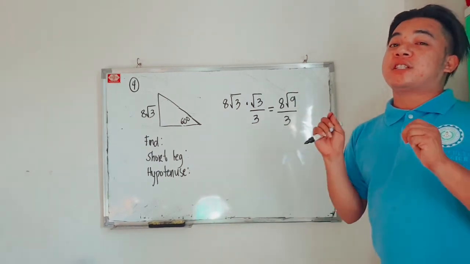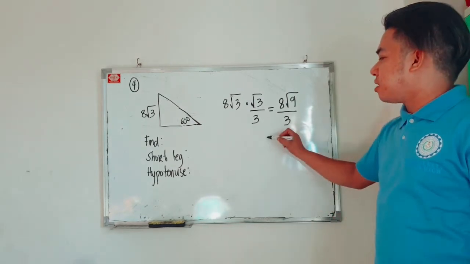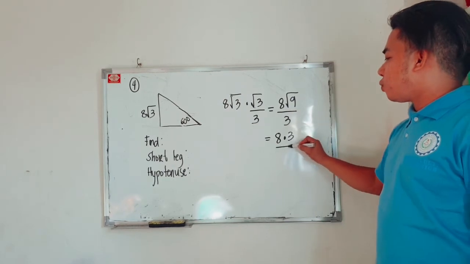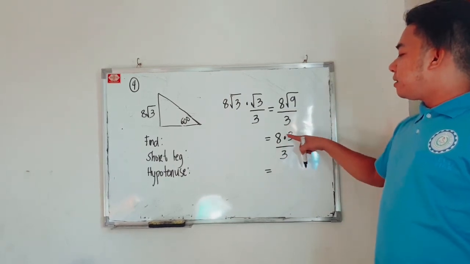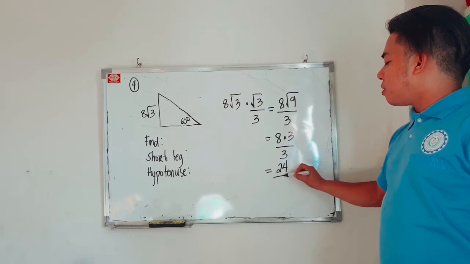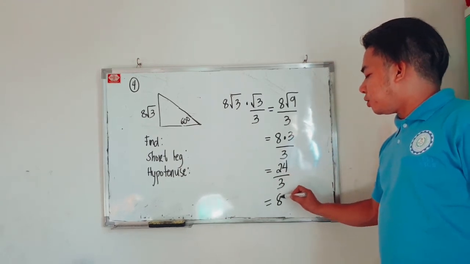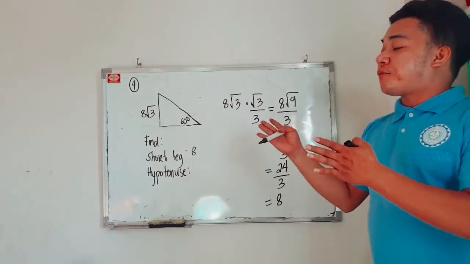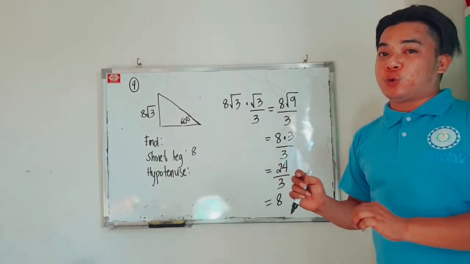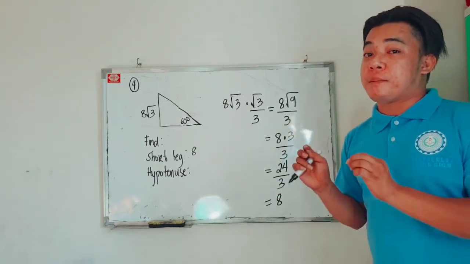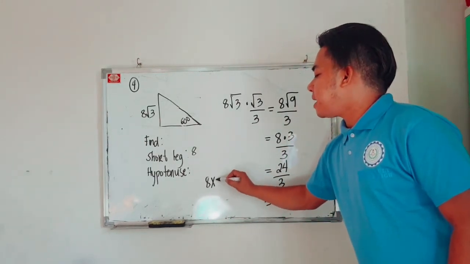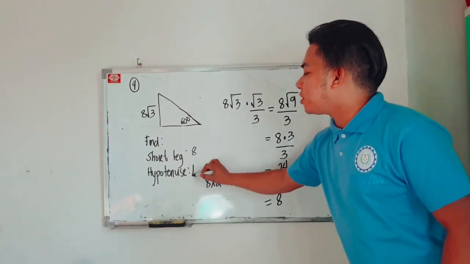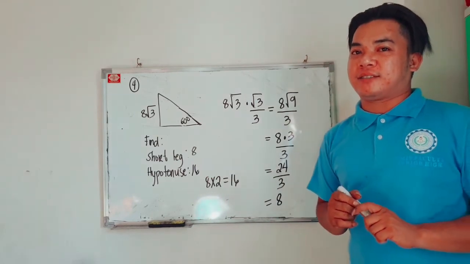We all know that square root of 9 is a perfect square. So we will be having 8 times 3 over 3. 8 times 3 is equal to 24 over 3 is equal to 8. That is the value of the short leg. To find the hypotenuse, all you have to do is multiply the short leg by 2. So we have 8 times 2 is equal to 16. Therefore, the hypotenuse is equal to 16.